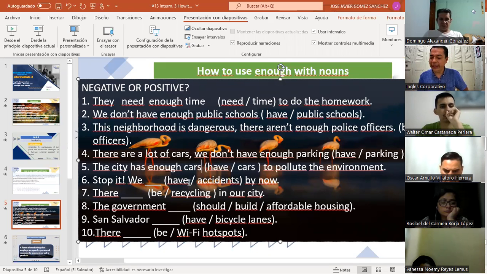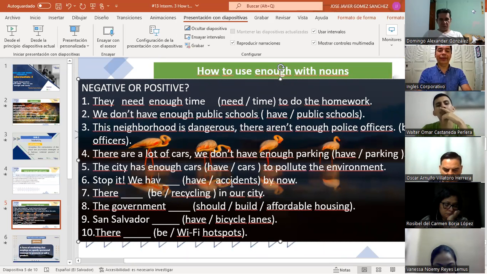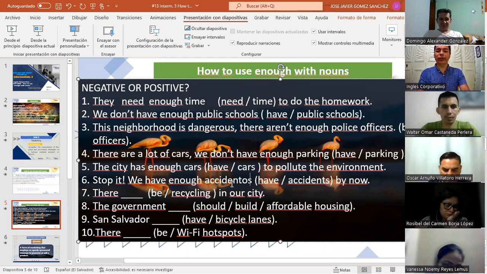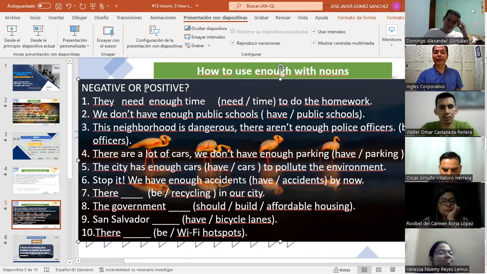Number six, please. Mariano, please. Stop it. We have enough accidents by now. I like your logic, Mariano. We have enough accidents, yes, especially in Los Chorros, and on the road to Santa Ana, very common. We have accidents next to Pico every day. So we have enough accidents by now. Yes, thank you, Mariano.